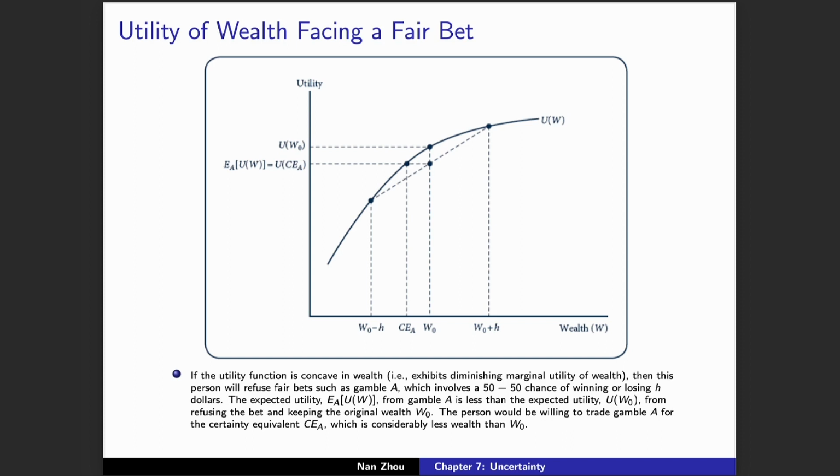Indeed, this preference for certainty means that you will be willing to give up some money in order to avoid taking risks. And we can show this by finding the level of wealth that gives the same utility as the expected utility of the gamble. That's going to be called the certainty equivalent, or CE, of A. With a concave function, the certainty equivalent will always be less than the expected value, which indicates that you're willing to give up some money in order to avoid the gamble.